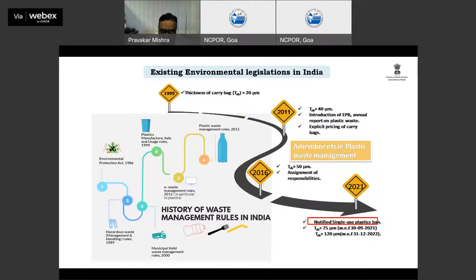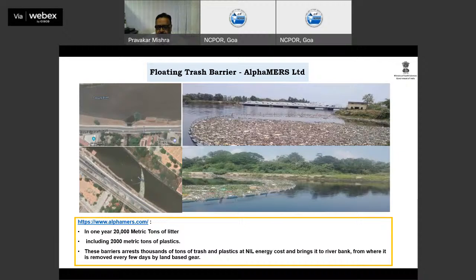It is a very important question. At the same time, as I told you, it is the right time for scientists and engineers to think of some innovative tools for how to clean the garbage that is getting accumulated in our rivers.